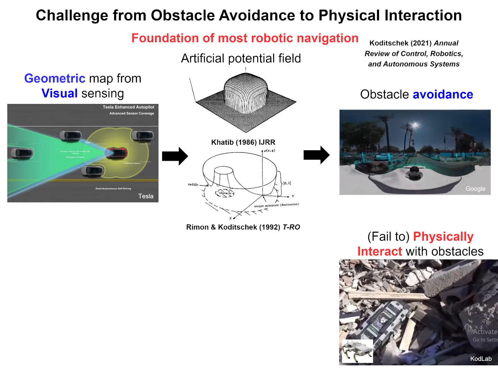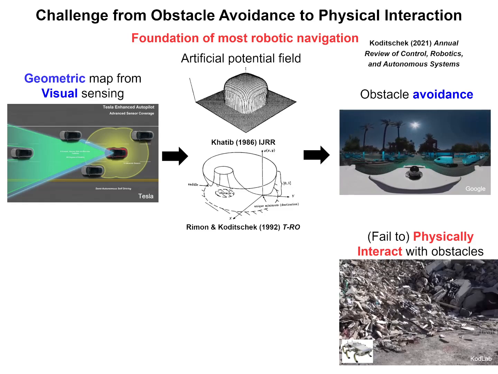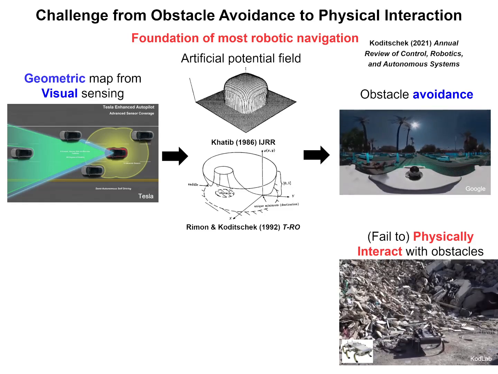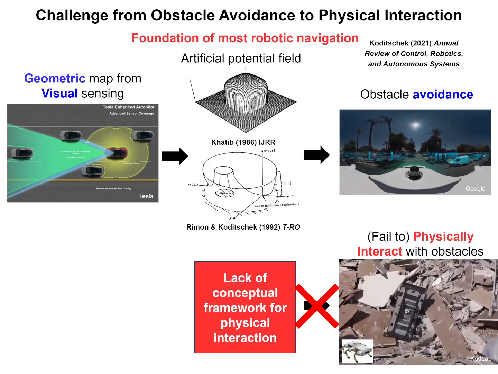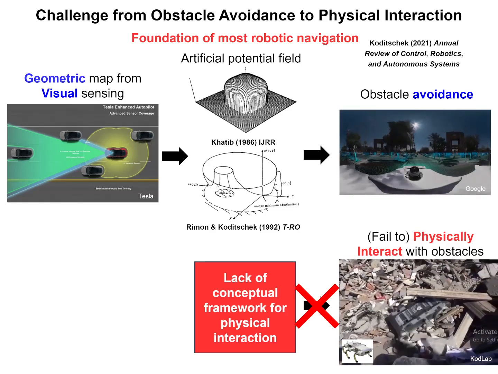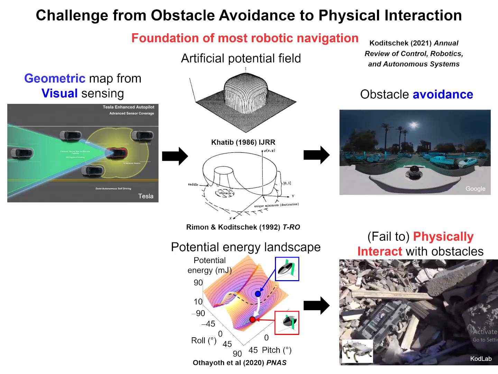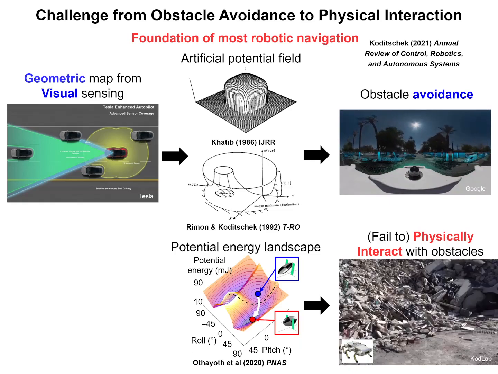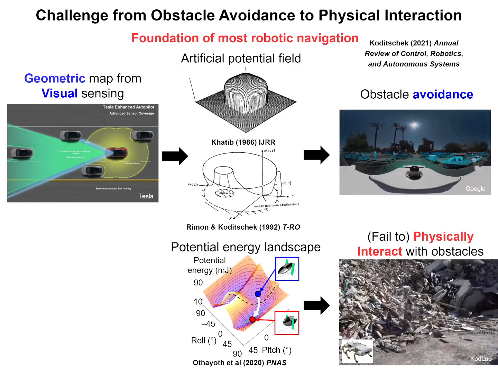because unlike the artificial potential field framework that serves as the foundation for most robotic navigation, the robot lacks a conceptual framework to model the physical interaction with the obstacles. To remedy this, our lab tried to establish potential energy landscape modeling as a framework.